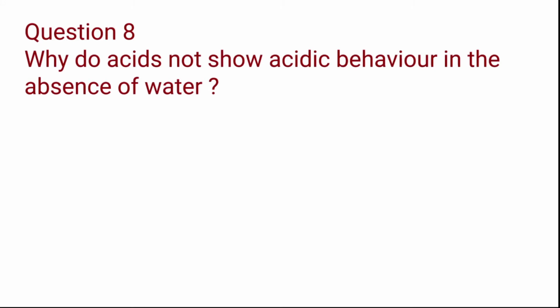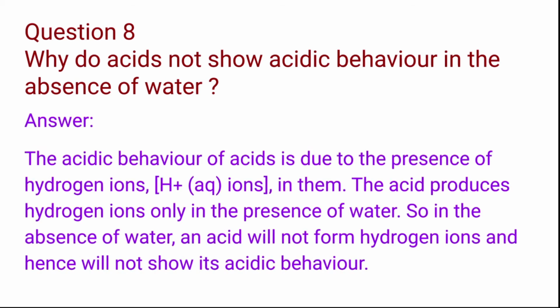Next we have question number 8. Why do acids not show acidic behavior in the absence of water? The acidic behavior of acids is due to the presence of hydrogen ions, that is H positive ions in them. The acid produces hydrogen ions only in the presence of water. So, in the absence of water, an acid will not form hydrogen ions and hence will not show its acidic behavior. Question number 9.